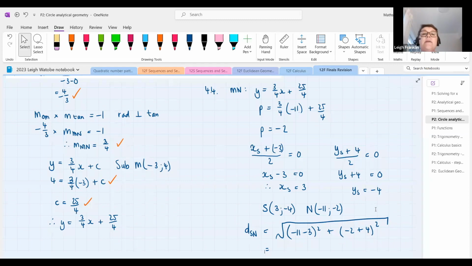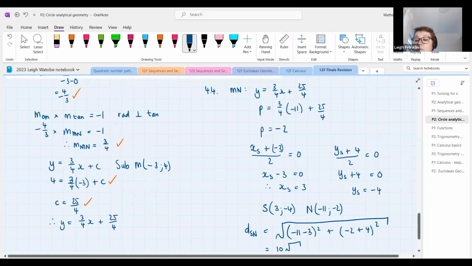Okay. Are you guys getting 10 root 2? That's it. Okay, so you should get 10 root 2.